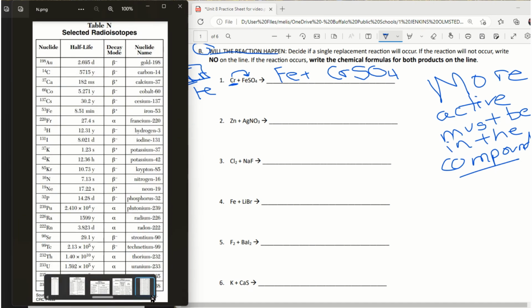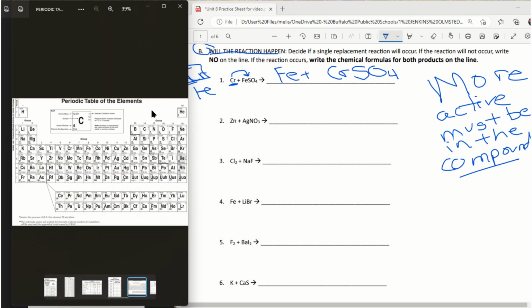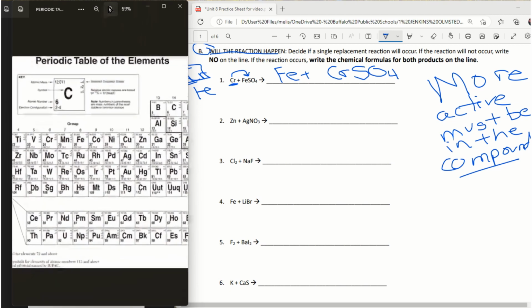No, I don't want this one. I need the periodic table. Here we go. Okay, but I need to make this a little bigger.